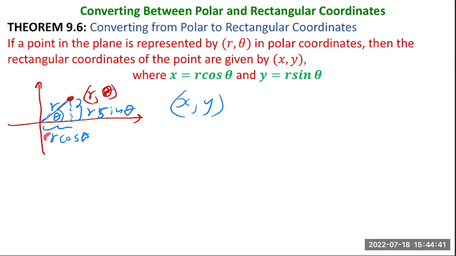That means your x value is r cosine theta. This is the x coordinate, right? This length is the x coordinate. And this height is the y coordinate. So x is r cosine theta, y is r sine theta. Again, this is a simple geometric proof. Okay.